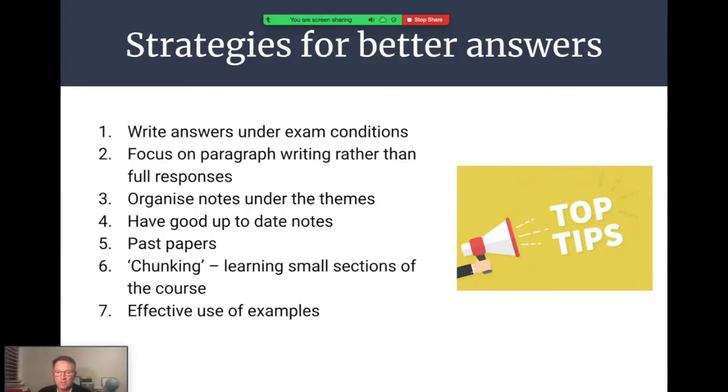And the last point there, use effective examples. Try to find examples that can link to more than one area of the syllabus. It can link to more than one of the themes and challenges or more than one of the syllabus bullet points. Find examples that are effective and flexible.